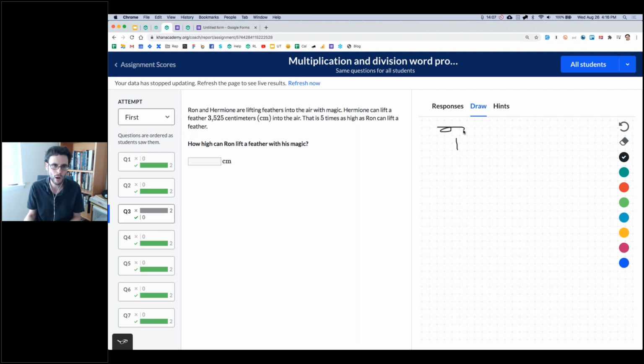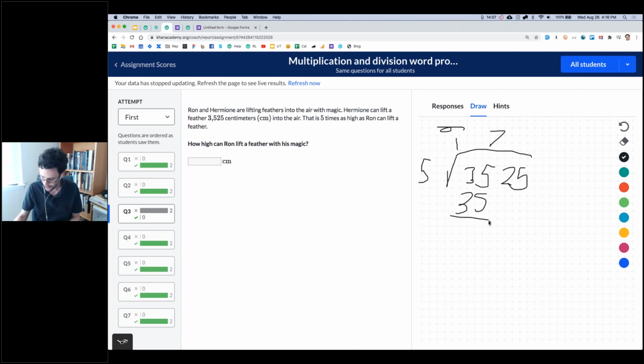And so what we'll do is we'll set this up. We've got 3,525 right there in the middle. We're going to divide 5 into that. We know 5 can't go into 3, but 5 can go into 35 7 times. So we put in our 35, bring that down to 0. 5 can't go into 2, so we're going to put a 0 there, but it can go into 25 5 times. So we have 705. 5 times 5 is 25, and we're down to 0 with no remainder.